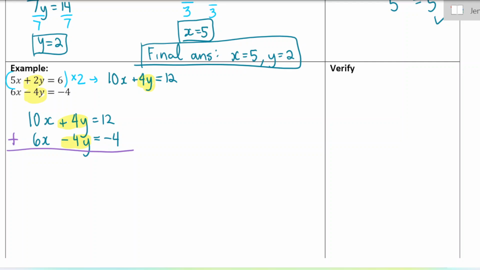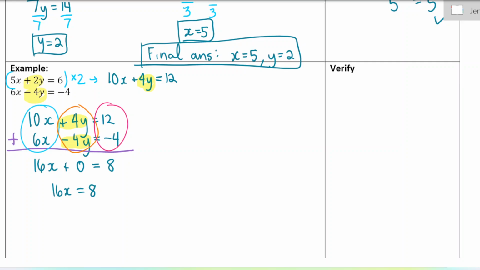Okay, so first thing I'm going to do is add my 10x plus 6x. That's going to be 16x. Then I'm going to add positive 4y plus negative 4y. That's 0. And then finally, I'm going to add 12 plus negative 4, which is 8. So I have 16x equals 8. The y terms were eliminated.